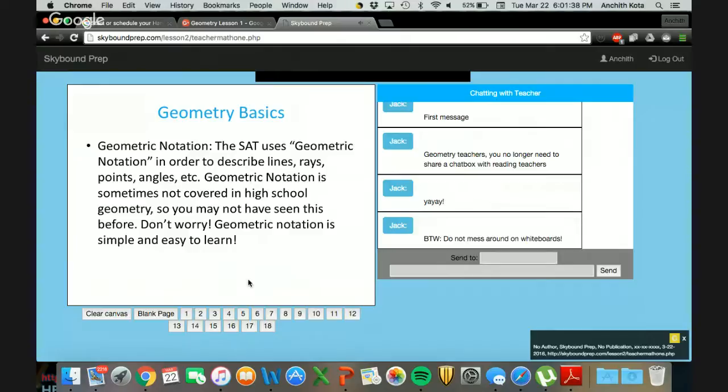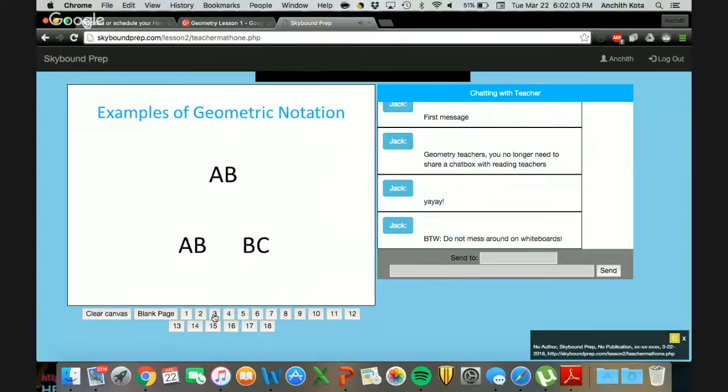So let's talk about basics. Geometric notation. The SAT uses geometric notation, which is just fancy words for standard symbols and terms used to describe different things in order to describe lines, rays, points, angles, etc. Geometric notation is sometimes not covered in high school geometry, so you may not have seen this before. Don't worry, it's simple and easy to learn, which is exactly what we're about to help you do. So, some examples of geometric notation.